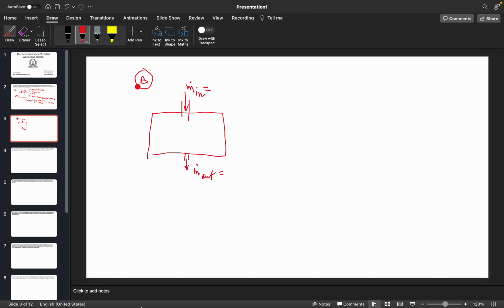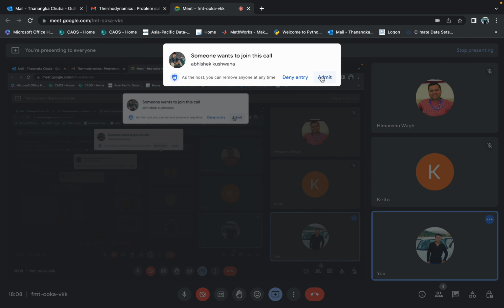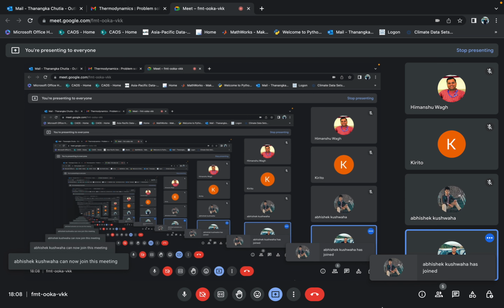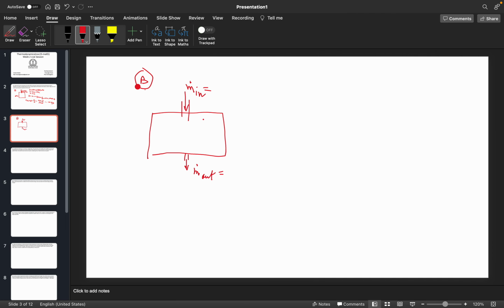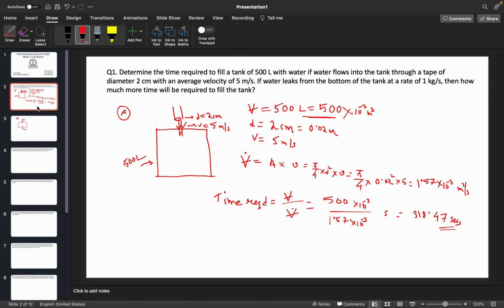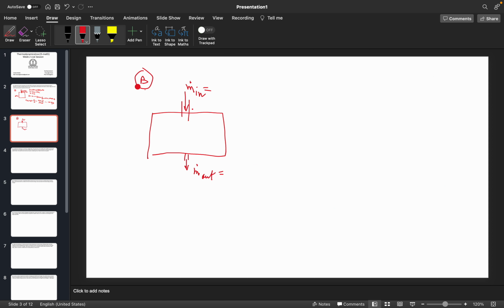So I'm putting this m in as it is, as I have got it in meter cube per second. So my m in was 1.57 into 10 to the power minus 3 meter cube per second. Now m out is given as 1 kg per second. Now you have to convert this into meter cube per second. So how will you do it?